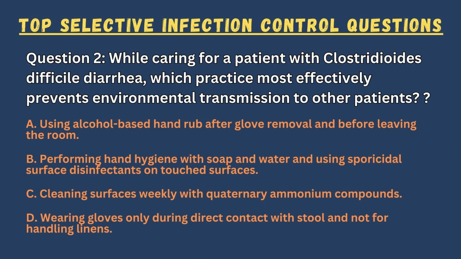Question 2. While caring for a patient with Clostridioides difficile diarrhea, which practice most effectively prevents environmental transmission to other patients? A. Using alcohol-based hand rub after glove removal and before leaving the room. B. Performing hand hygiene with soap and water and using sporicidal surface disinfectants on touch surfaces. C. Cleaning surfaces weekly with quaternary ammonium compounds. D. Wearing gloves only during direct contact with stool and not for handling linens.